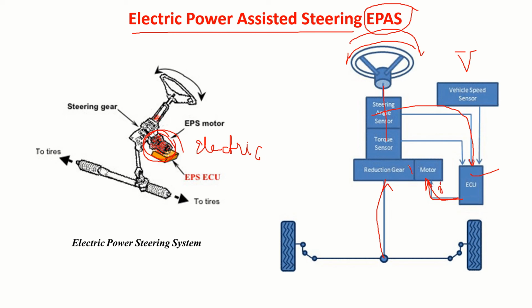Then the motor works through a reduction gear, and of course this is also taken into consideration in the calculation: what is the torque amplification that happens? Accordingly it will make this rotate and this will drive the wheels. So this is how we use the EPAS system, the electric power assisted steering system.